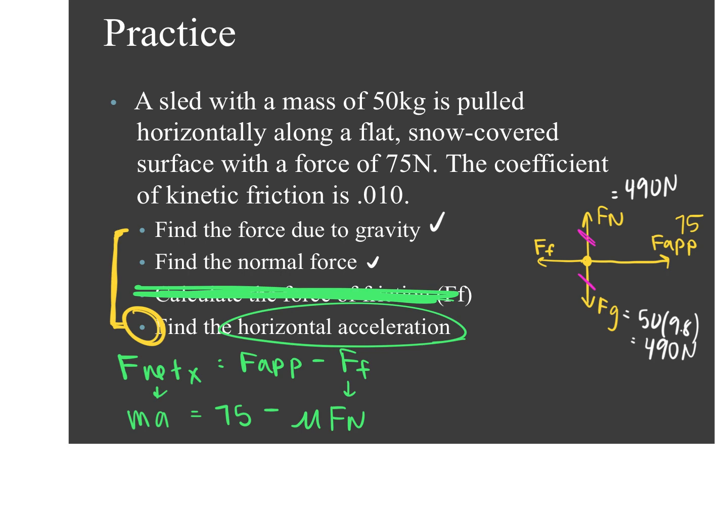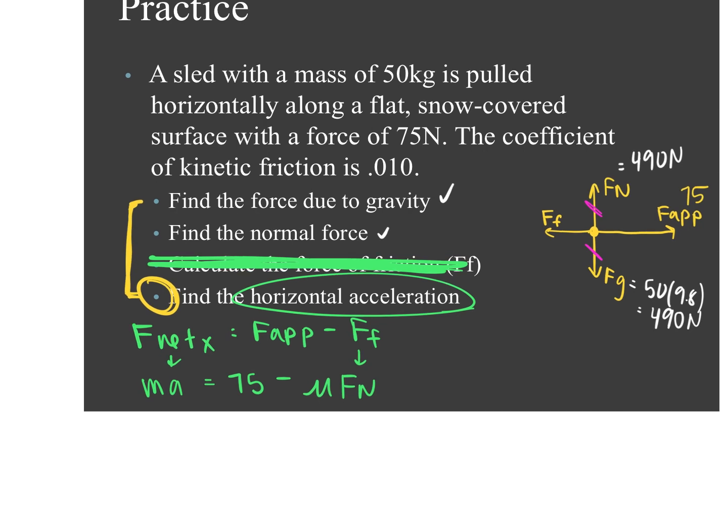So now I'm going to go ahead and keep going through that. Looks like I might need to change colors here. Okay, M is 50 times acceleration equals 75 minus 0.01 times my normal force. Okay, do we see where those numbers are coming from? I don't need to solve force of friction separately, then plug in that number. Could I? Absolutely. But I just want to do my work in one spot, right? I don't want a bunch of different things happening. I think we can put it all in one spot.